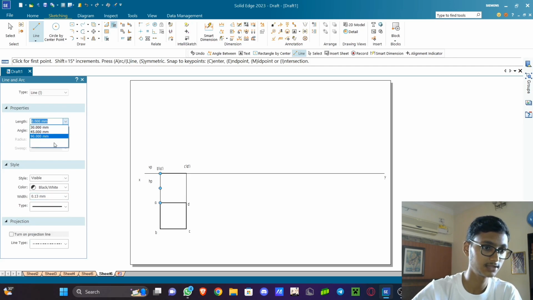So let us give the length. Length is as per usual random length. I am giving 90 mm. And angle is 45 degree. So this is a 45 degree line. I am placing it on HP.